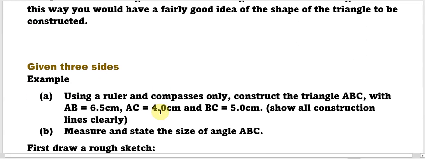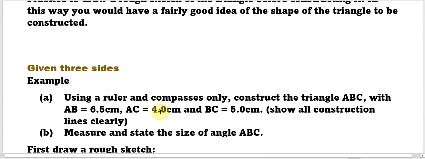So here we have an example. Using a ruler and compass only, construct the triangle ABC with AB being of length 6.5 centimeters, AC having the length 4 centimeters, and BC equal 5 centimeters. Show all construction lines clearly. And part B of this question asks us to measure and state the size of angle ABC.